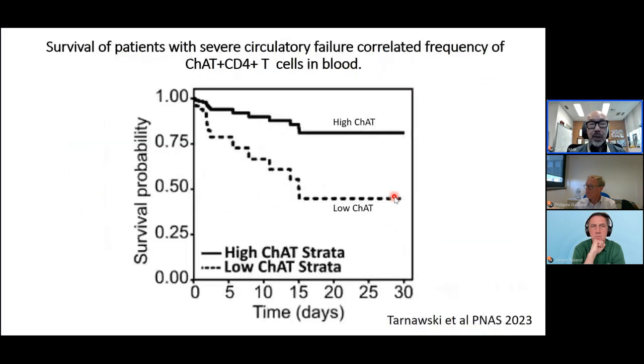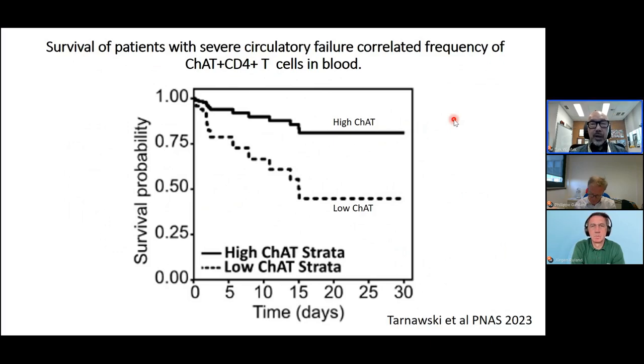And in human, a paper just appeared 2 weeks ago that their laboratory in Sweden was able to show that the survival of patients with severe circulatory failure correlates to the frequency of the CHAT-positive CD4 T cells, suggesting, in fact, that even in human, not just in a mouse, we are seeing pathophysiological differences with and without the acetylcholine made by T cells on their own.